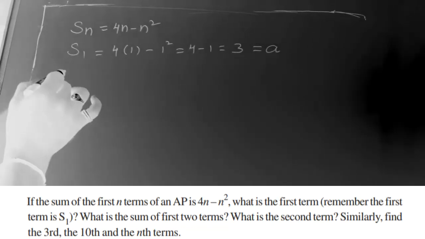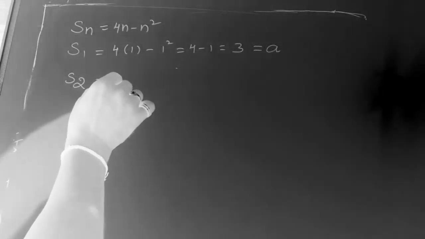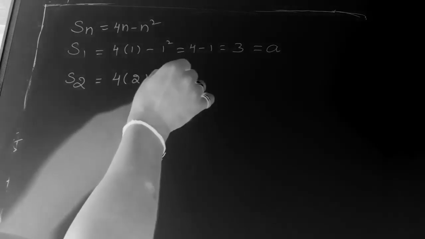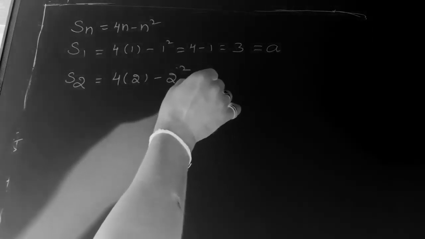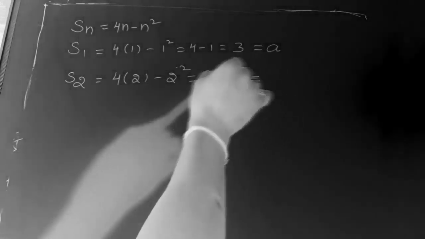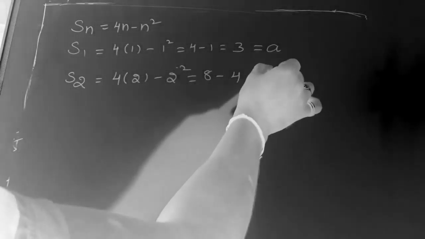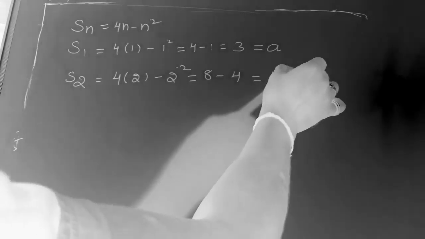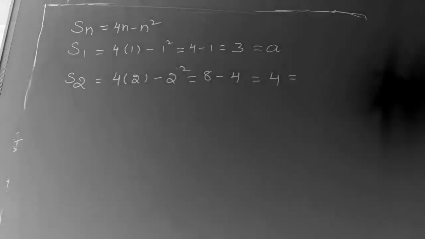Now the sum of two terms is 4 into 2 minus 2 square. 4 into 2 is 8, minus 2 square is 4. 8 minus 4 is 4 again. This is the sum of two terms, S2.